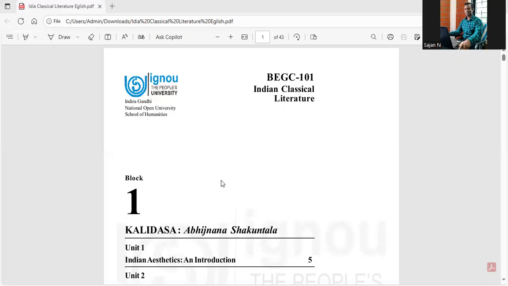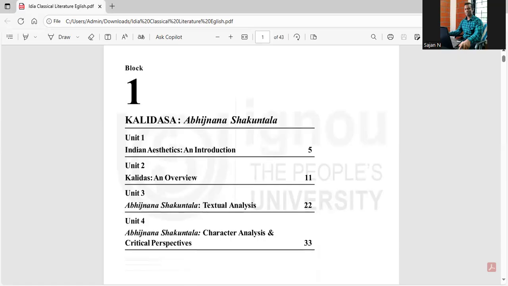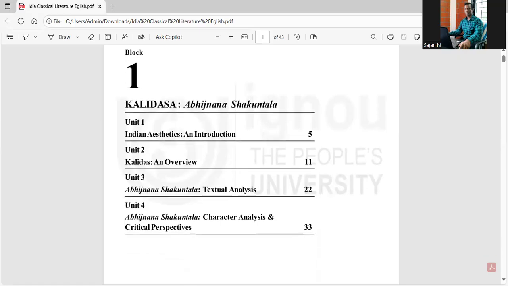The paper name is BEGC 101, Indian Classical Literature, and in this paper we have different blocks. Imagine a house: in a house there will be different rooms. In the same manner, we have different blocks. And in the first block we have Abhijnana Shakuntala. This is a drama, written by Kalidasa. Sorry, that is going to be the first block, Abhijnana Shakuntala by Kalidasa.